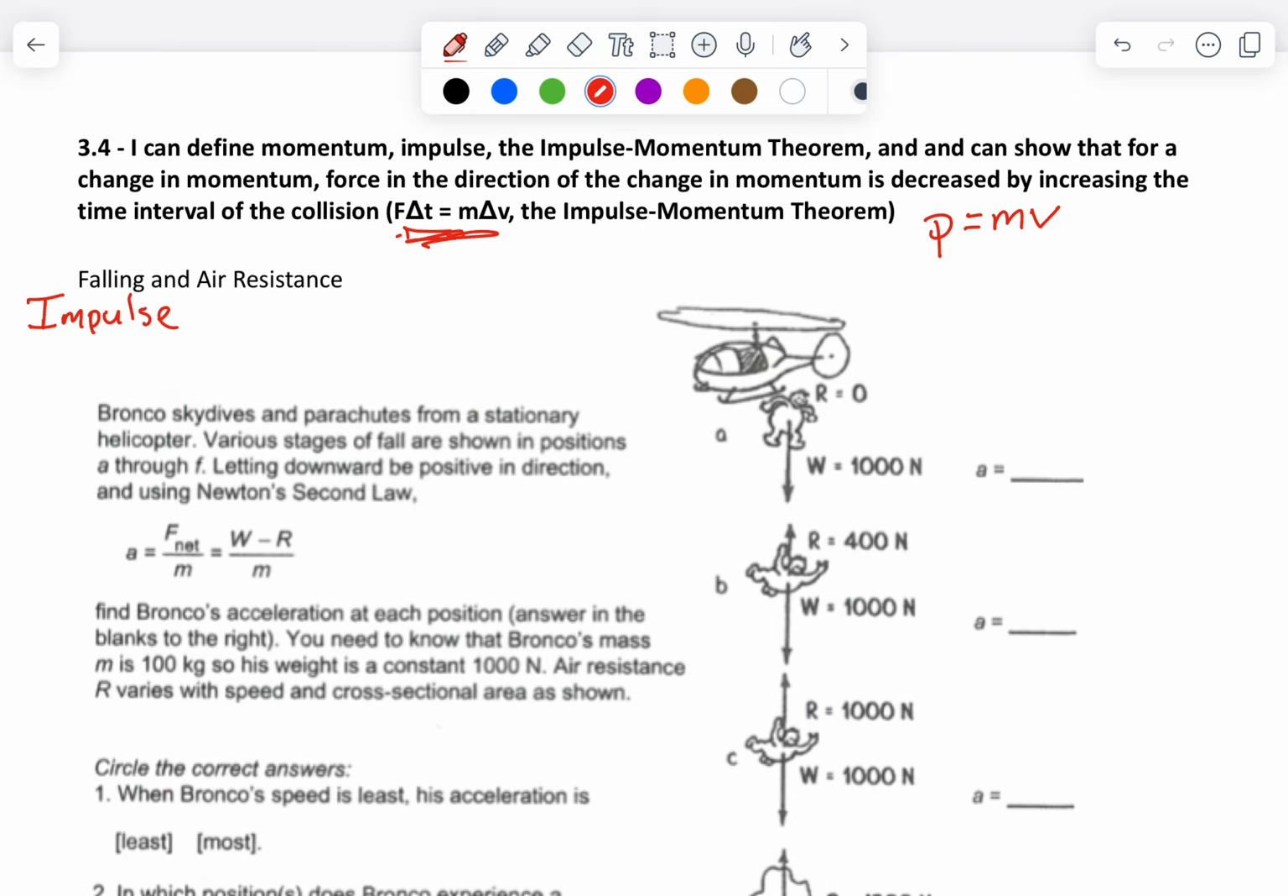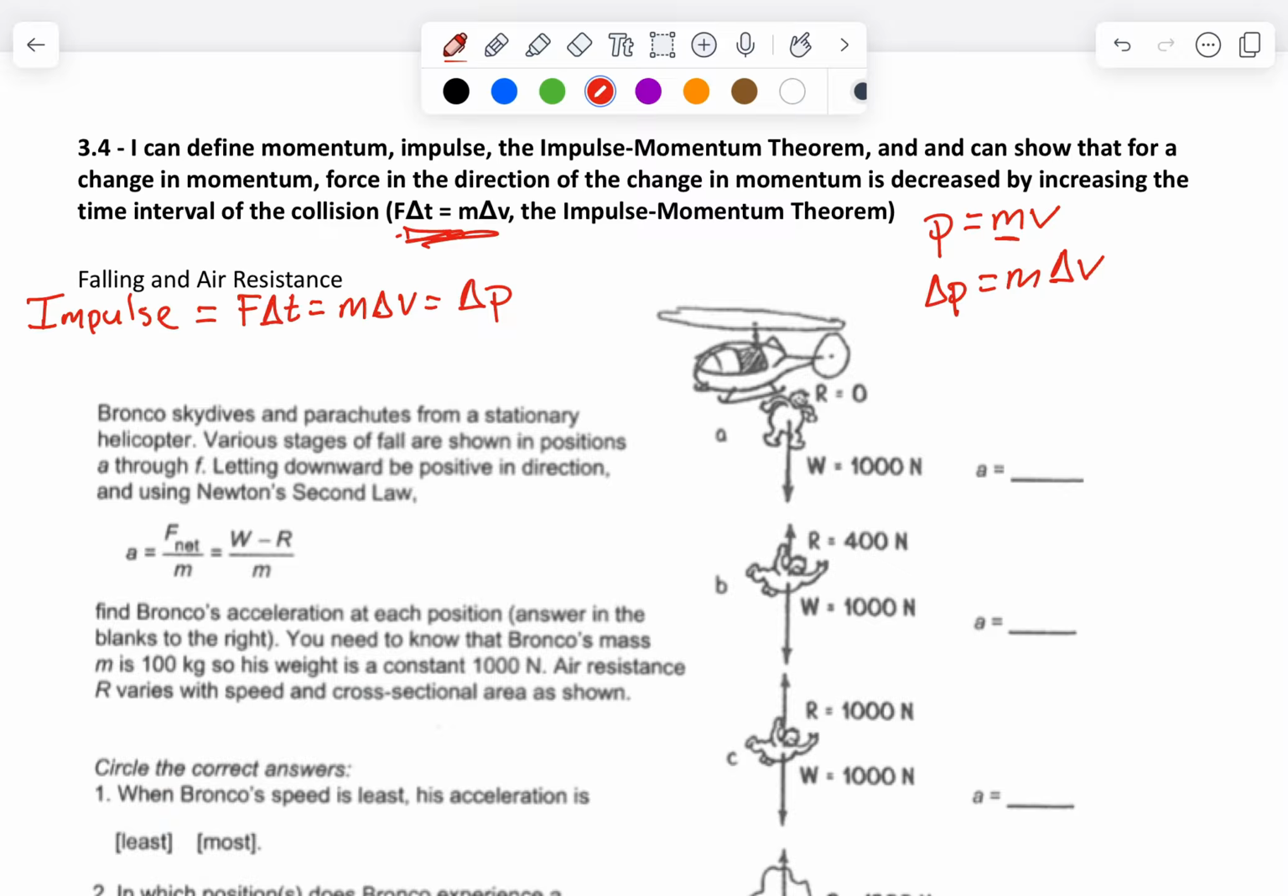Now, most of the time when we're looking at momentum or changes in momentum, the mass doesn't really change, but the velocity does. So most of the time we'll see this as change in momentum is equal to mass times change in velocity. So if impulse is equal to force times change in time, then force times change in time is equal to mass times change in velocity.